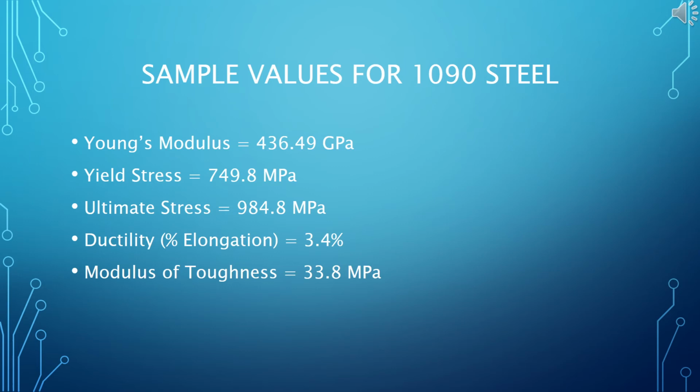Here are some sample values as calculated from the experimental data for 1090 steel. The Young's modulus was 436.49 GPa. The yield stress was 749.8 MPa. The ultimate stress was 984.8 MPa. The ductility was 3.4%, and the modulus of toughness was 33.8 MPa.